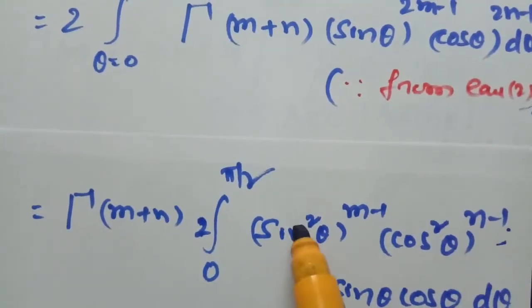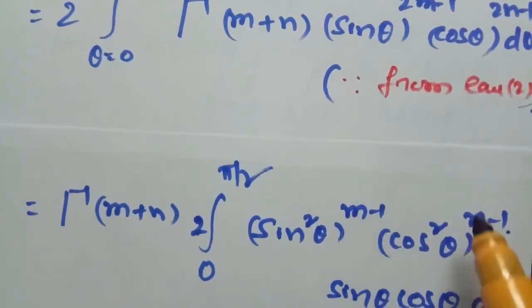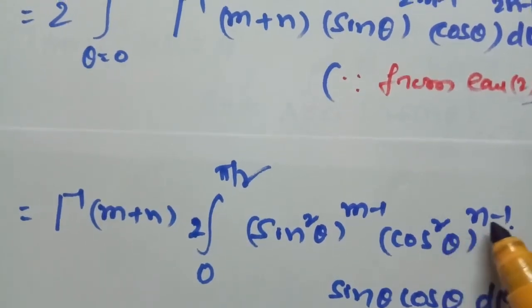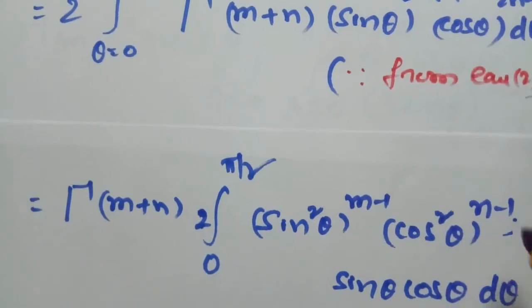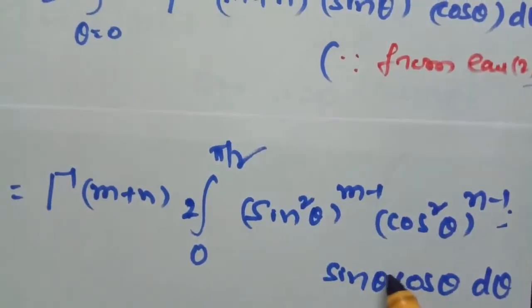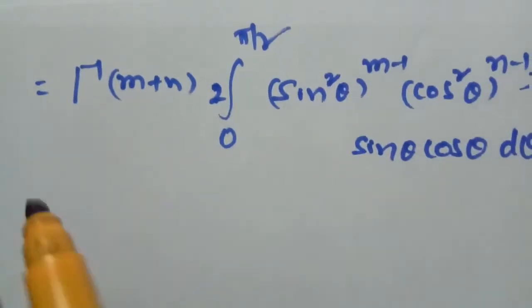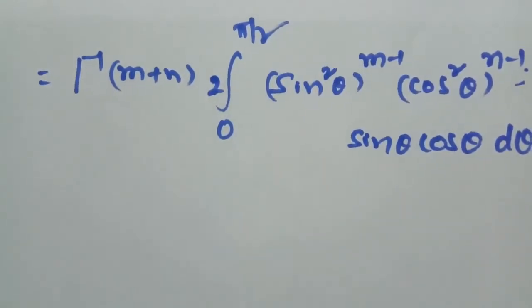Or otherwise you can simplify 2m minus 2 plus 1, we get 2m minus 1. And 2n minus 2 plus 1, we get 2n minus 1. So therefore here we use integration by substitution.